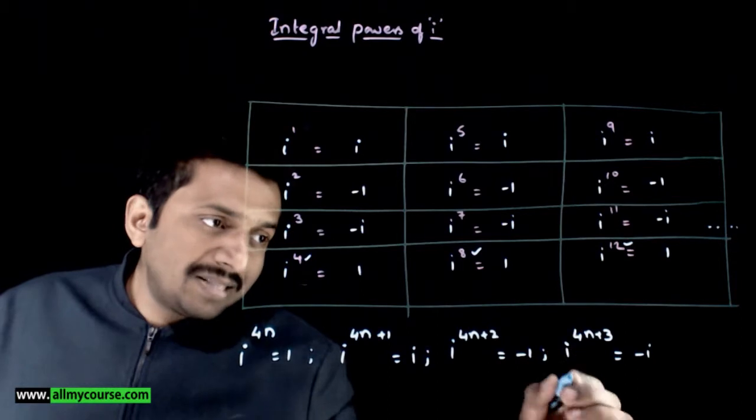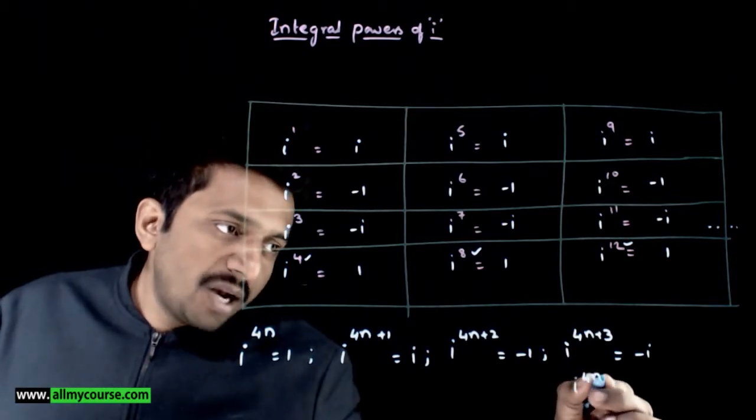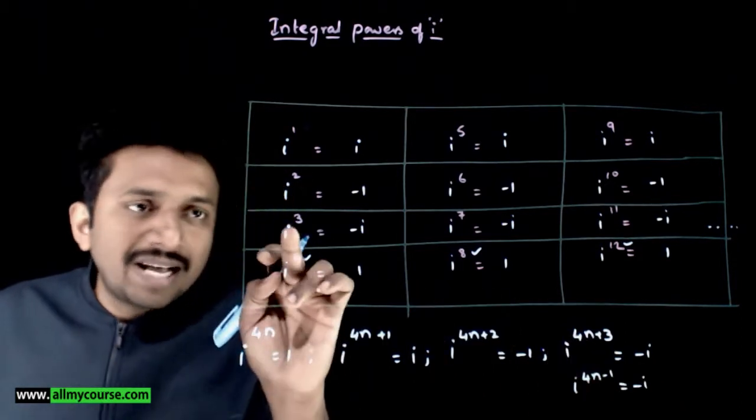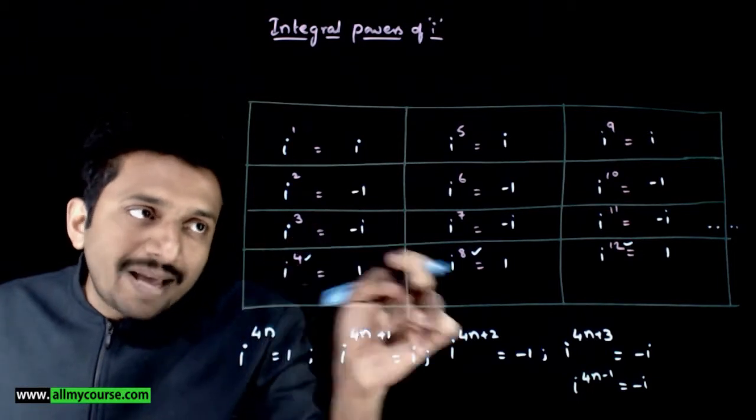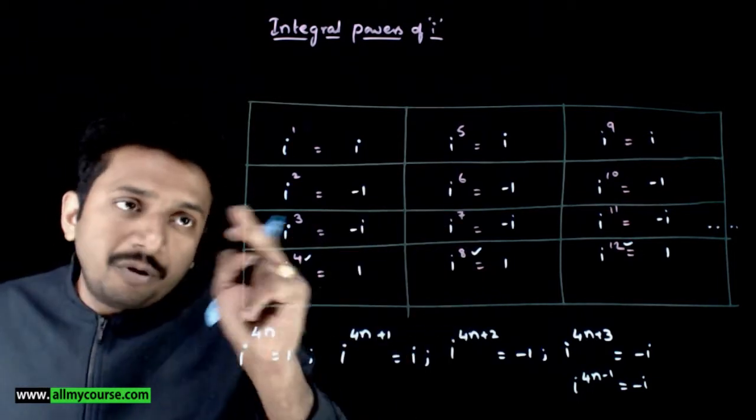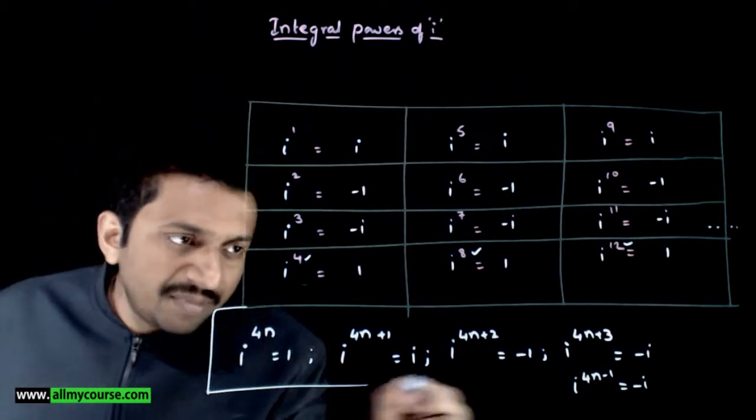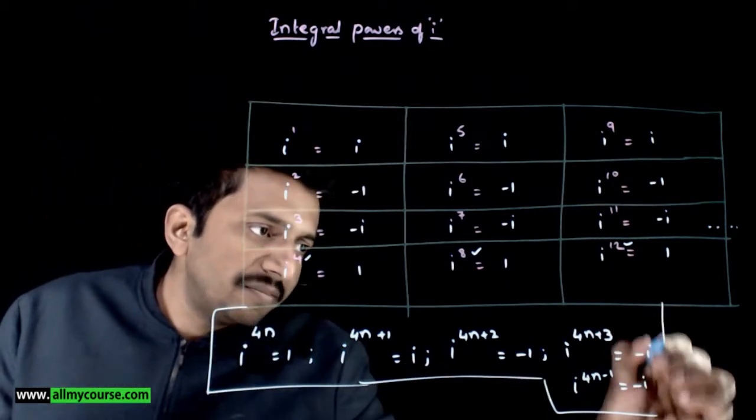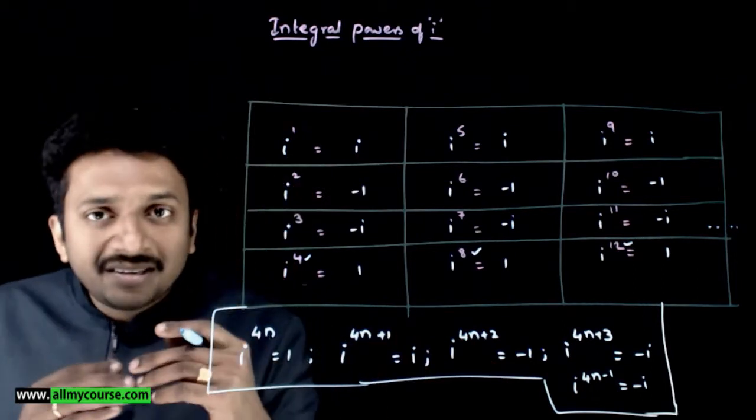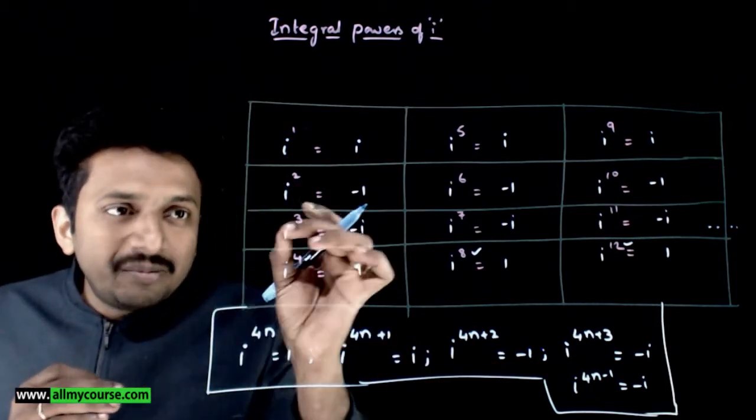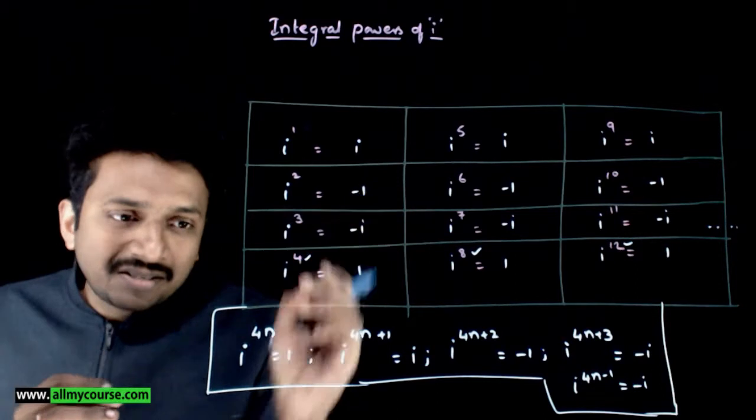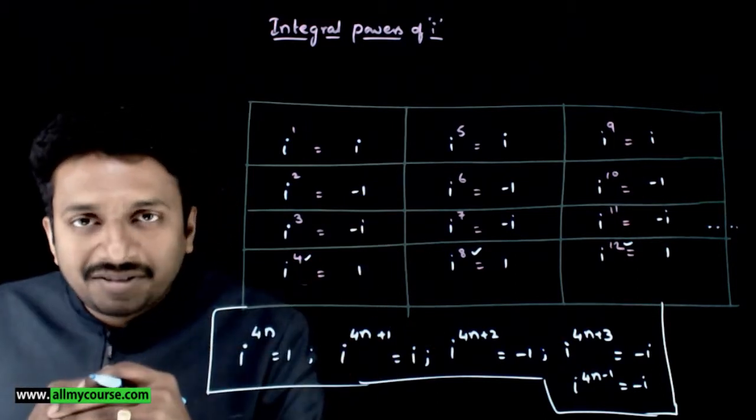As you know, 4n plus 3 can also be written as 4n minus 1, both are the same. So you can consider 3 as a multiple of 4 minus 1, or a previous multiple of 4 plus 3. This is something which you need to understand. Depending on the relation of 4 with the index, you get different answers.